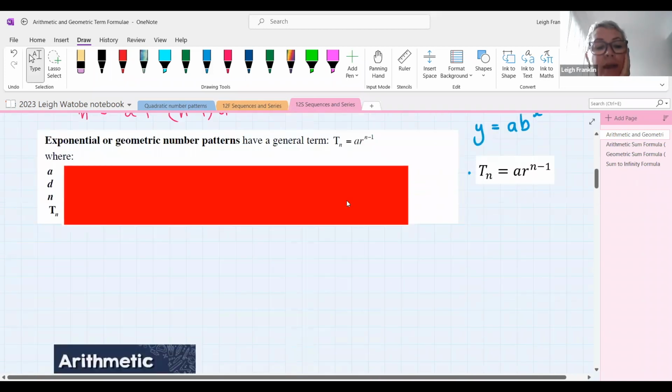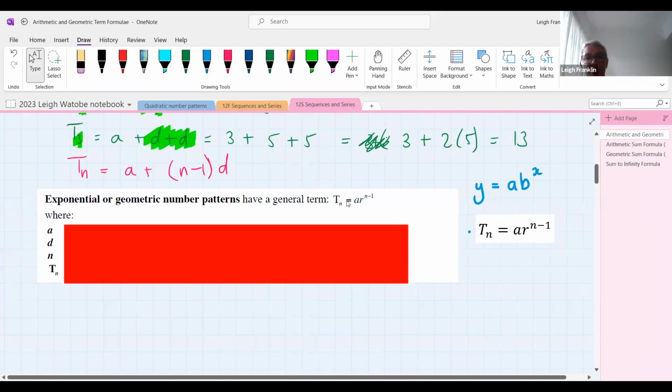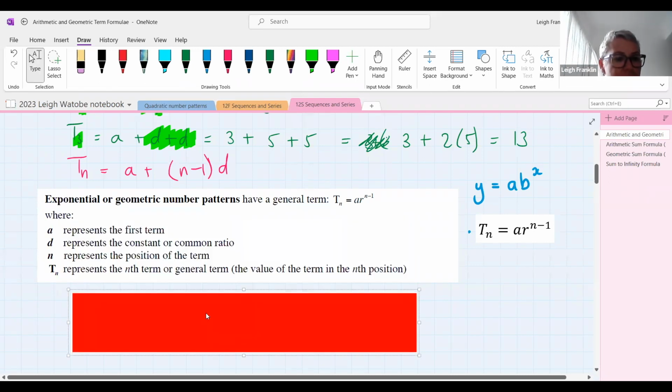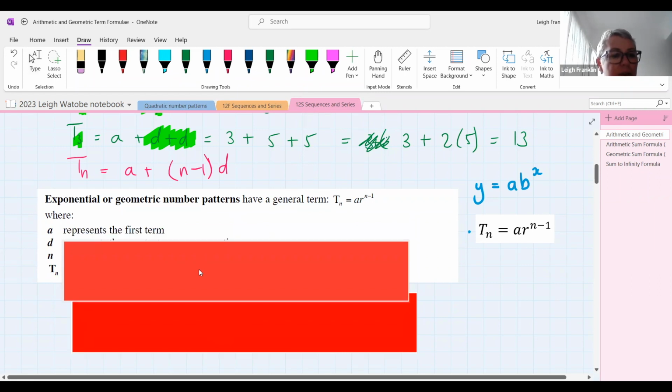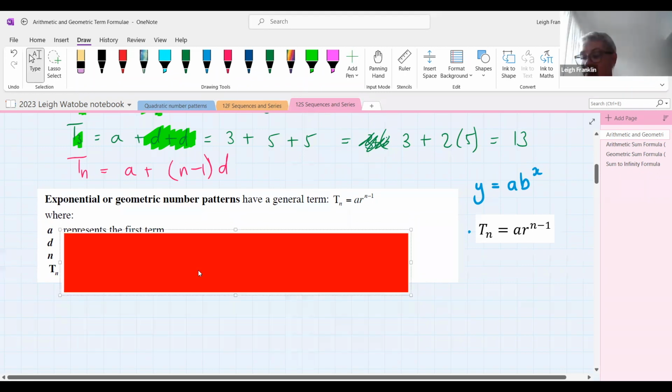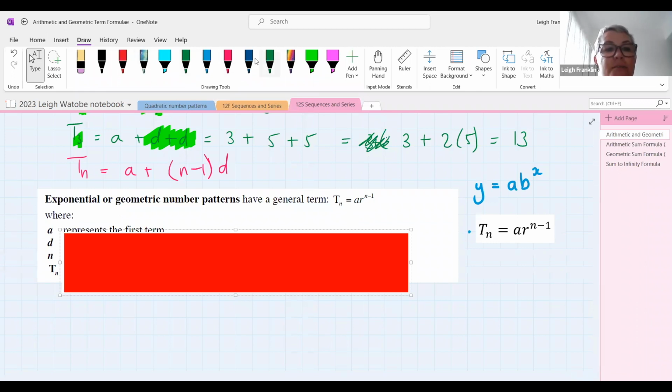When it comes to geometric number patterns, let's have a look at some of the similarities and differences. I see there's a mistake there, but we need to correct that. A represents the first term, as it does for arithmetic patterns. And then over here, there is a mistake.